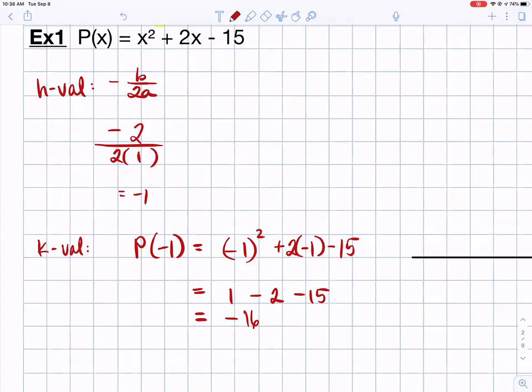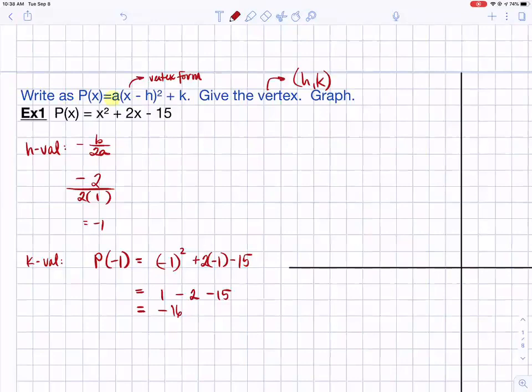Oh, now wait a second. This is actually cool. You accidentally found a piece of your instructions. The vertex. Remember the vertex is HK? So what was my H piece that I found? -1. And what was the K piece I found? -16. Find the vertex. There it is.